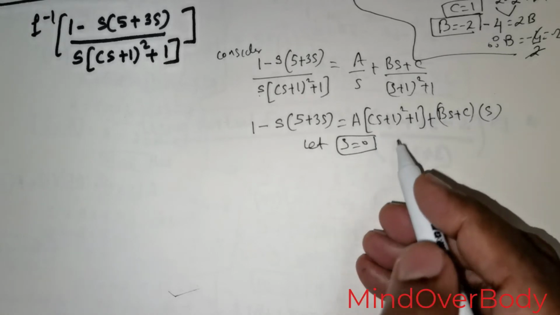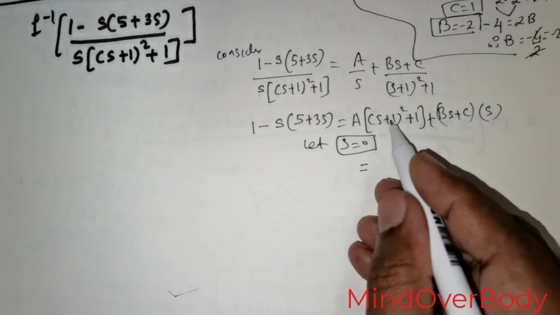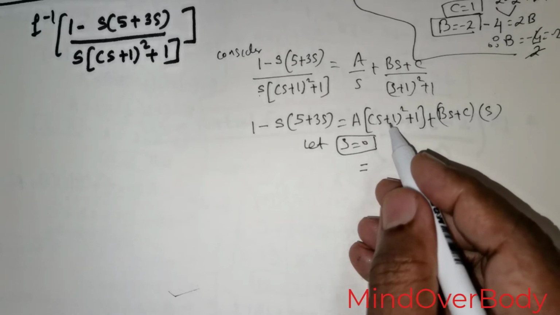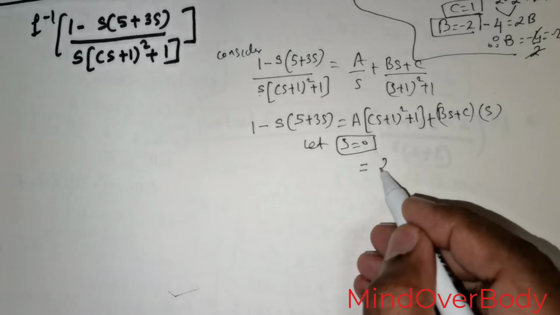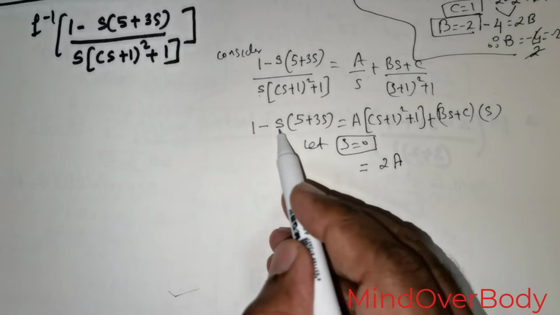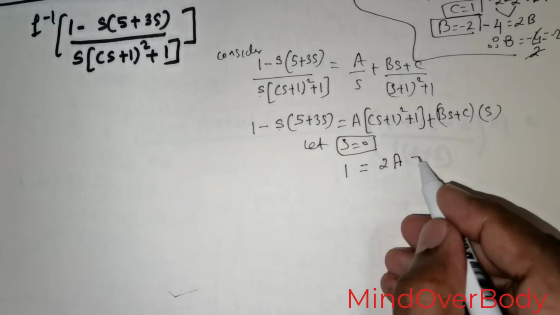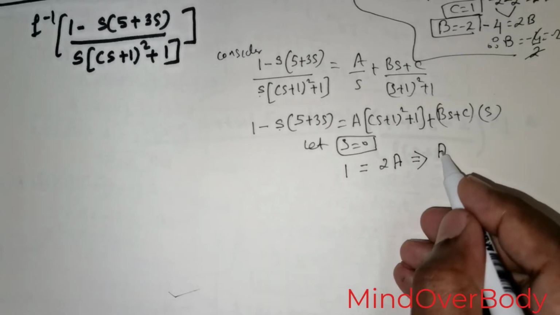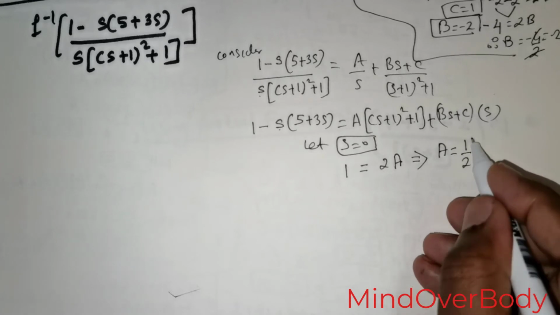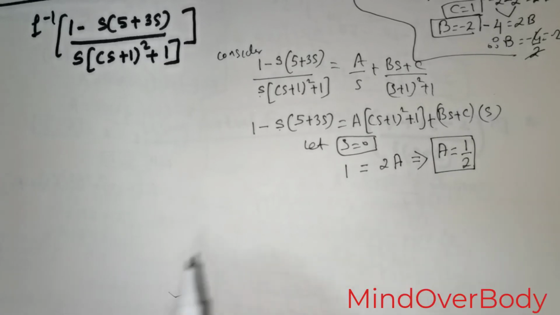So this is going to be 0 positive 1. That's going to give me 1, and 1 squared is 1, and I got a 1 over here, so it's going to be 2 times A. This is 0 and this is 0. In fact, this would clearly give us a value of A being equal to 1 over 2. So that is so simple.